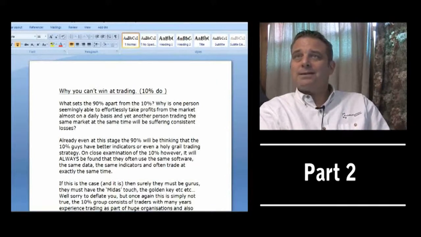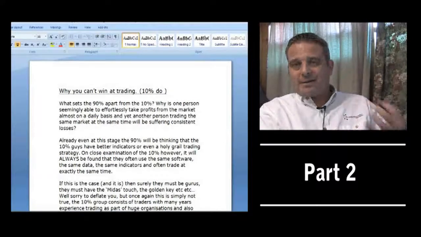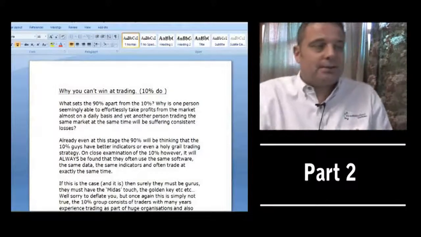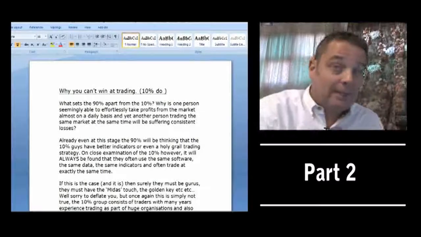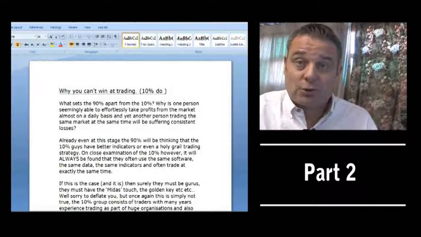Tom Williams has told us that, yes, this is how it works. And now you've got the logic. The secret is to believe you can make money. Let me read you the document. It says, why you can't win at trading, but 10% of retail traders do.